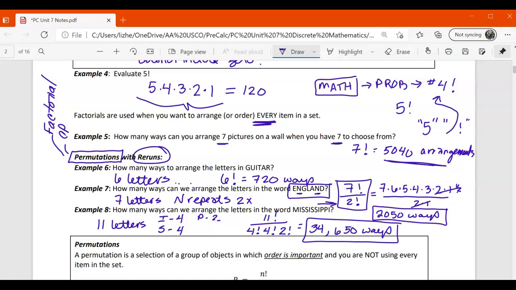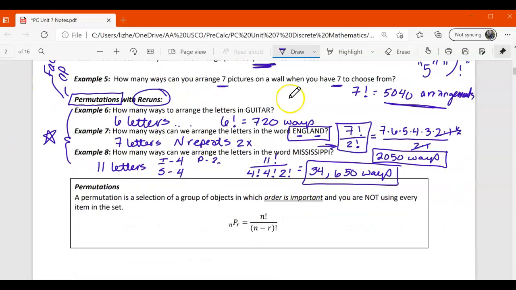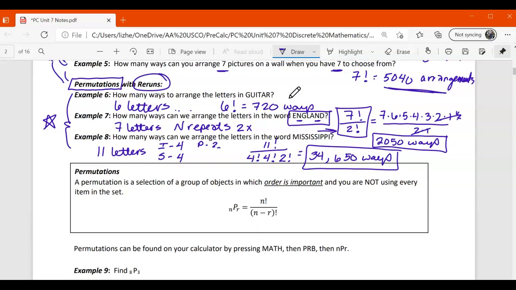Okay, so anyhow, make sure you know how to do this. I know this shows up on a quiz or a test or something like that. Okay, permutations. A permutation is a selection of a group of objects in which order is important, and you are not using every item in a set.